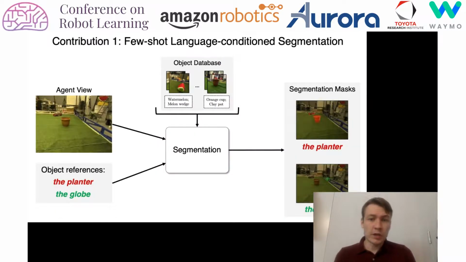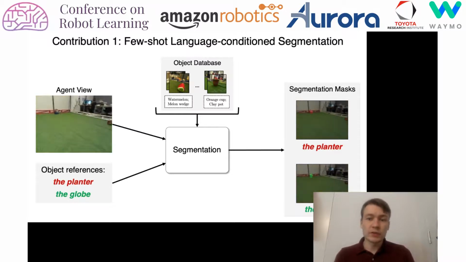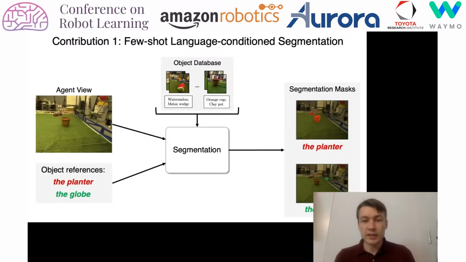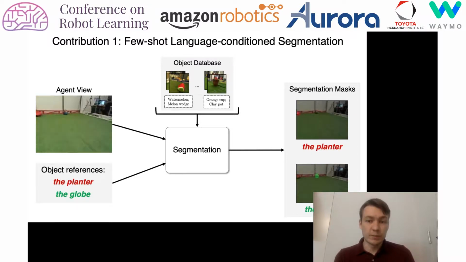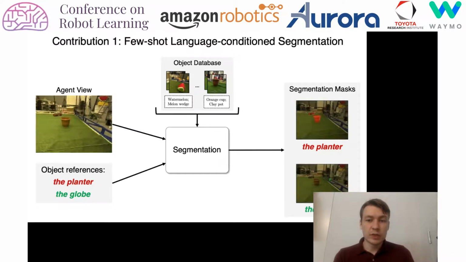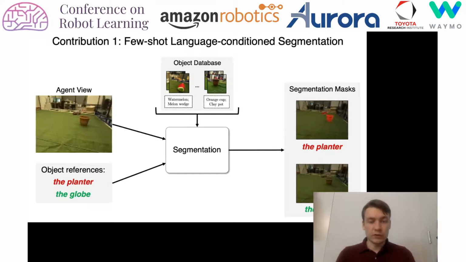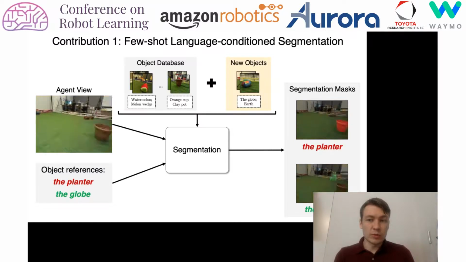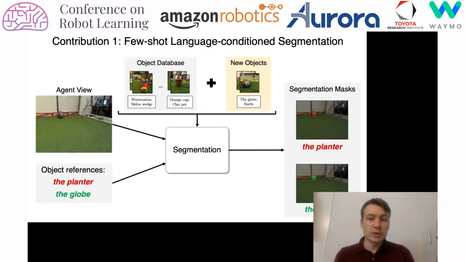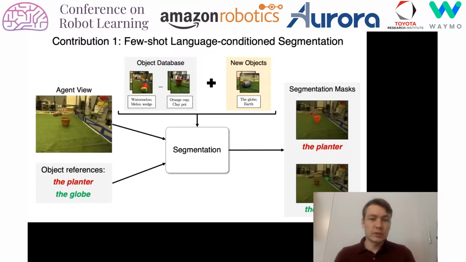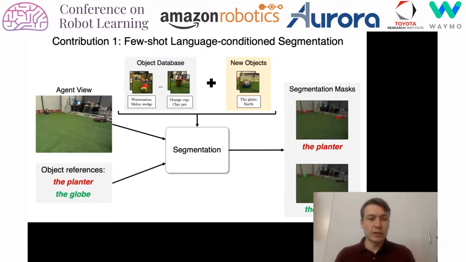The few-shot language condition segmentation model takes as input an image and a set of object references. For each object reference, it outputs a segmentation mask identifying that object in the image. It is also given an object database that consists of a set of objects, each with a set of images and a set of text descriptions. We can extend the object database with new images and text strings to enable the segmentation model to recognize and segment the new objects.